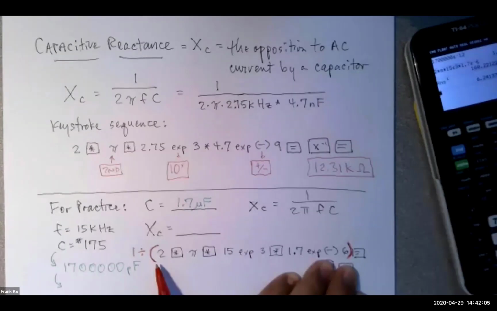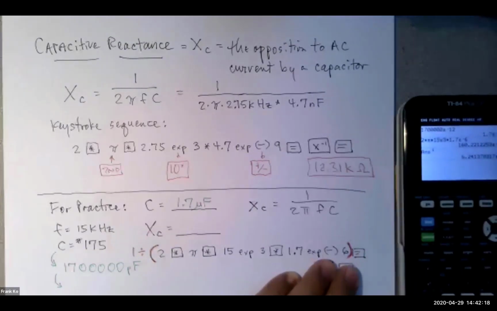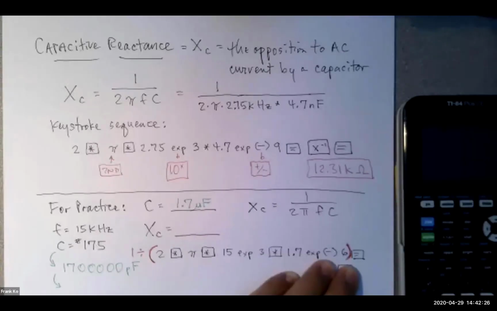So try this. 1 divide by open parentheses, and then the sequence that we had, don't forget the close parentheses, hit equals, and then you don't have to do any reciprocal after that. Try that sequence. Let me try that and I'll give you the answer. Okay, and then let's see, Andrew, let me see what you got.